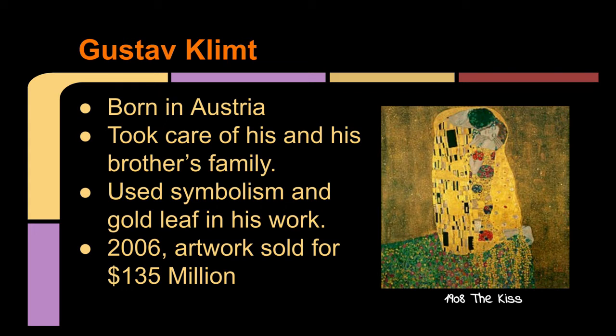So in his work, you'll always find some symbolism about a gold leaf. And he always added something, a gold leaf is a type of foil that you can add onto your painting. And it looks like gold. It's not real gold, but his dad had worked in that business. And so that's why it's very important to him. To give you an idea of how popular he is, in 2006, his artwork sold for $135 million.